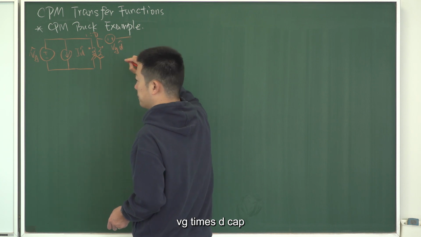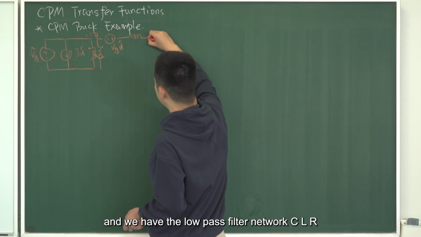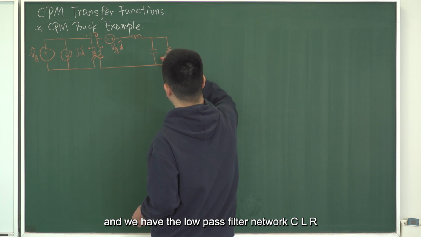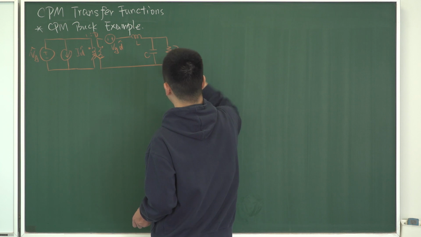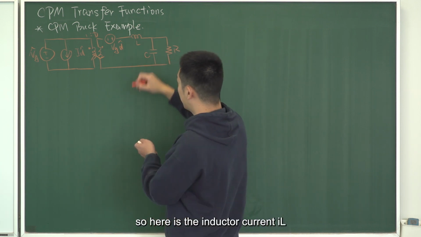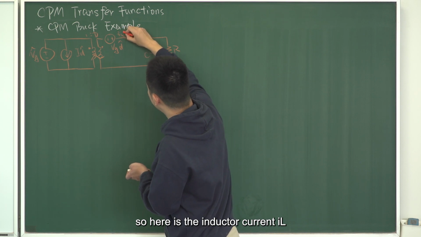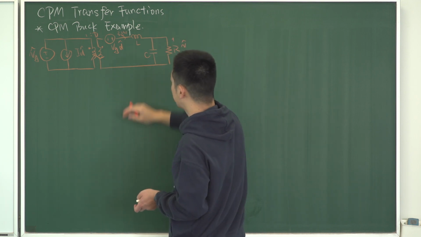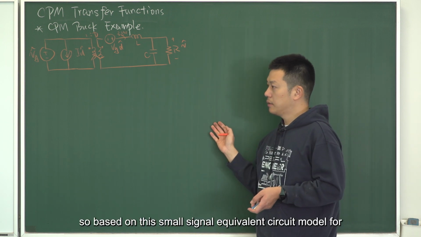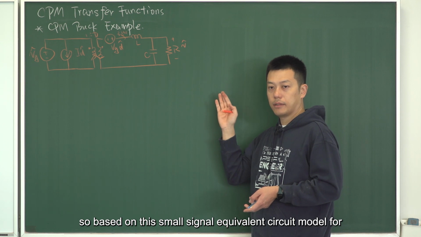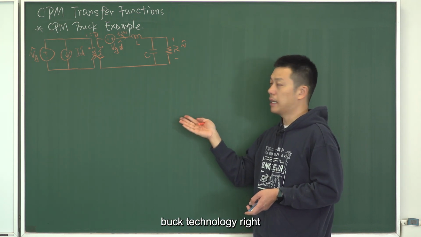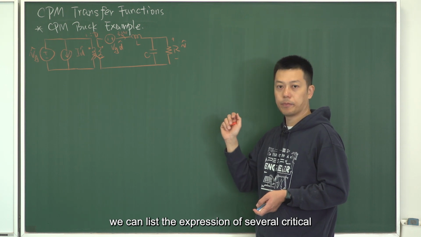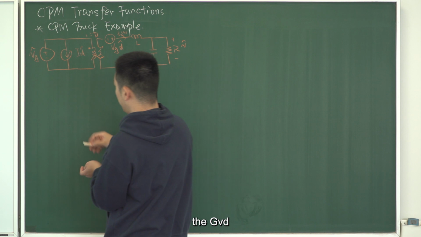VG times D cap. And we have the low pass filter network, C, L, R. So here is the inductor current, IL. And here is the output voltage. So based on this small signal equivalent circuit model for buck topology, right, we can list the expression of several critical transfer functions, right? For example, the GVD.